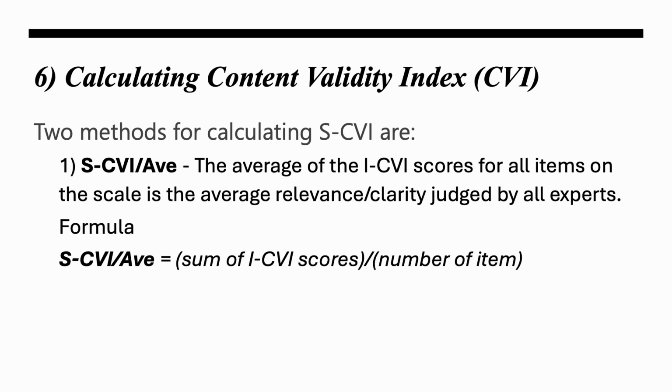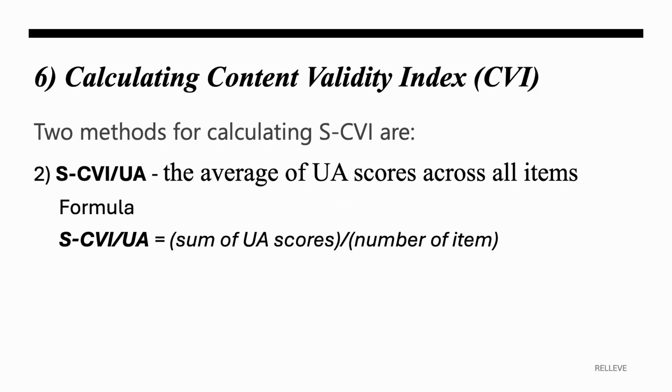The Scale Content Validity Index, average, S-CVI/Ave, represents the mean relevance or clarity rating across all scale items, calculated by averaging the I-CVI scores from expert evaluations. The Scale Content Validity Index, Universal Agreement, S-CVI/UA, represents the average of relevance or clarity rating across all scale items, calculated by averaging the sum of UA scores from expert evaluations.